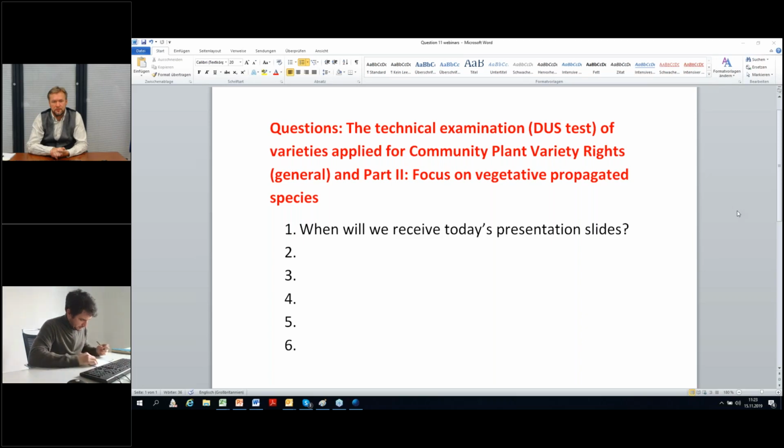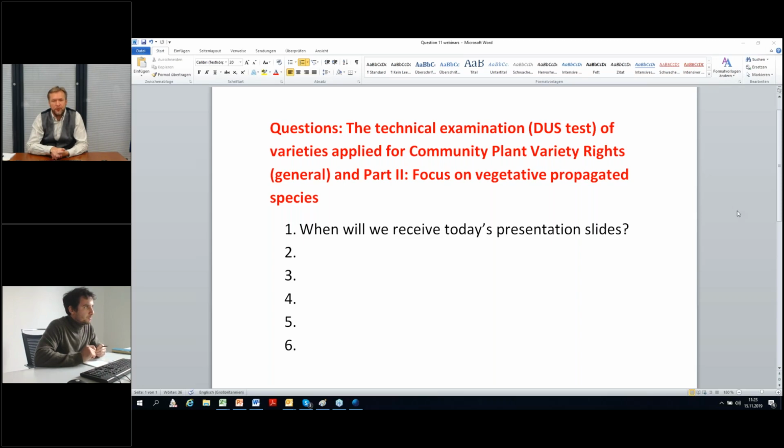I would have a small question. I've always, also yesterday, asked about the timing of the examination. So we could draw that, when possible, the examination of the vegetatively propagated varieties is a little bit quicker, unless we're talking about trees or fruit varieties, than the examination of seed propagated varieties.